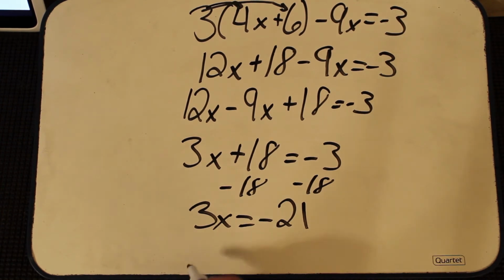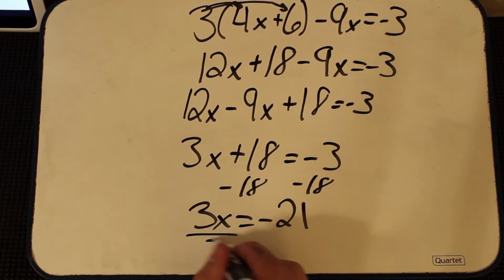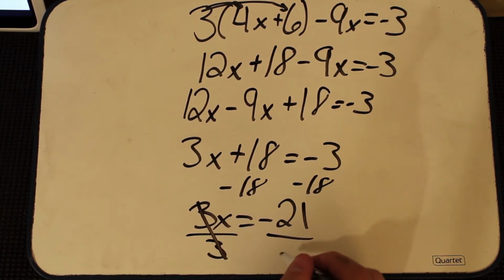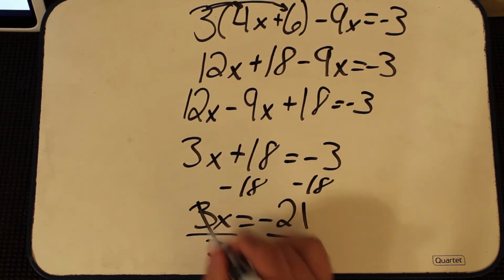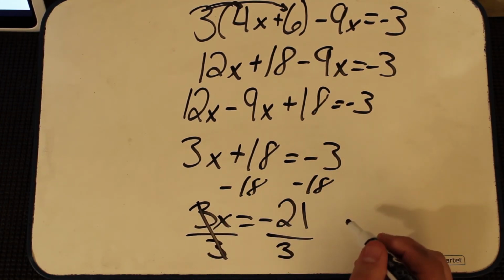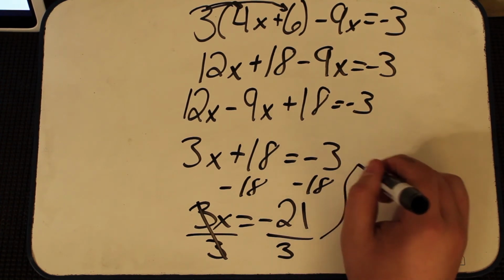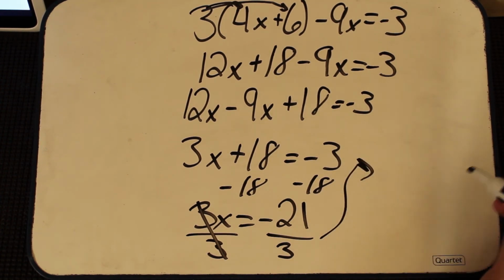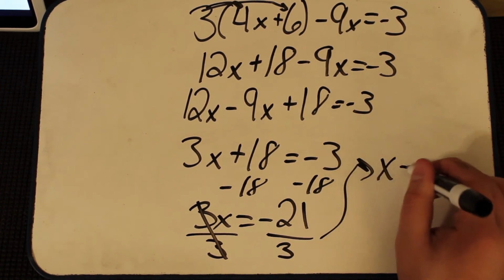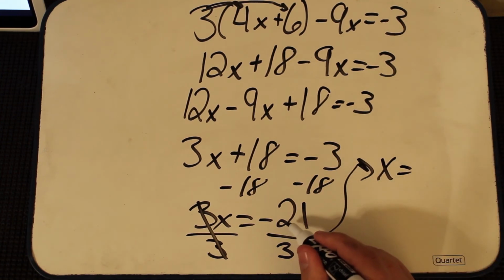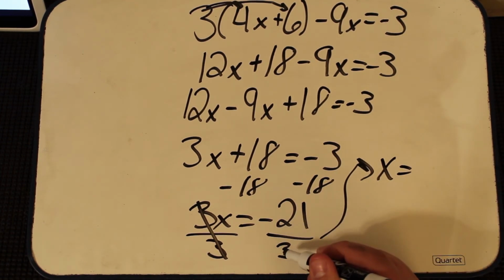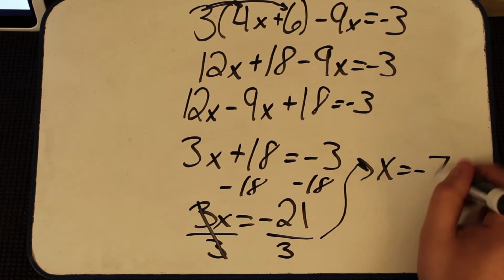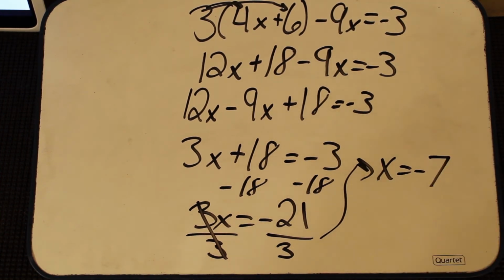Now, if I want to get that x by itself, I'm going to divide by 3, because I want that 3 to cancel out. When I do that, I'm left with x equals negative 21 divided by 3 would give us negative 7.